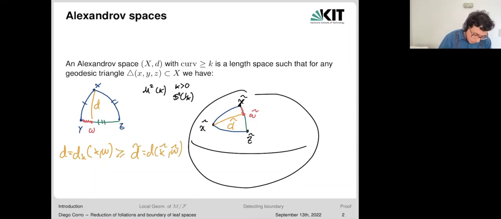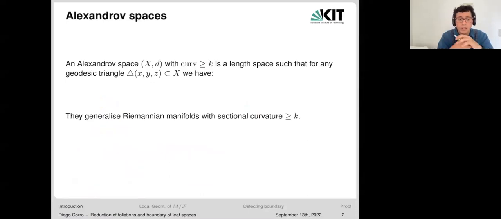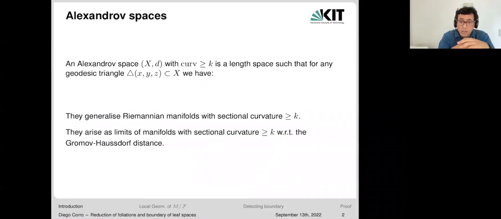So this is saying that triangles in X are fatter than those in our comparison space. They generalize Riemannian manifolds with sectional curvature bounded below by K. Any complete Riemannian manifold with a lower curvature bound will be an Alexandrov space. They also arise as limits of manifolds with sectional curvature bounded below by K with respect to the Gromov-Hausdorff distance.